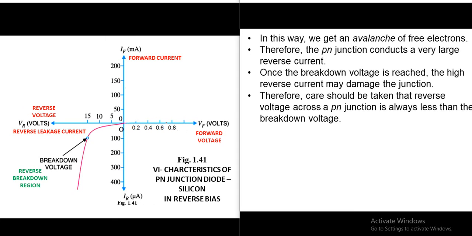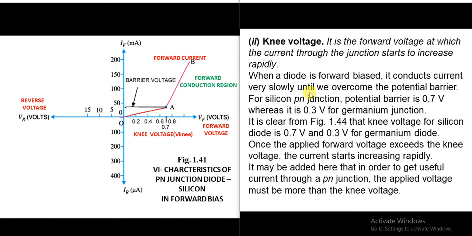Next point is the knee voltage. Knee voltage is the forward voltage at which the current through the junction starts to increase rapidly. When the diode is forward biased, it conducts current very slowly until the potential barrier is overcome. For the silicon diode, the potential barrier is 0.7 volts, whereas for germanium it is 0.3 volts.